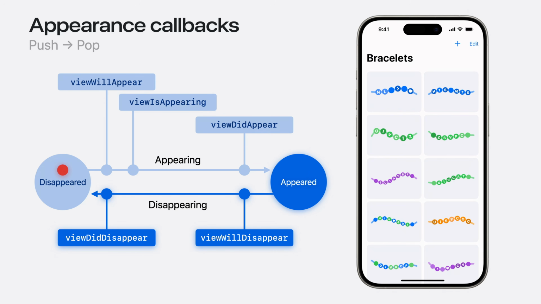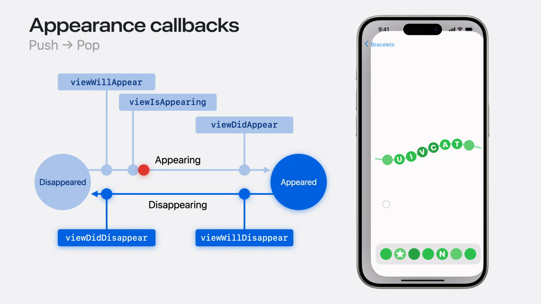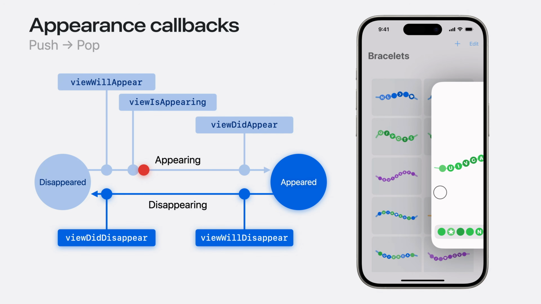Now I'll show what happens when you really test the fluidity of these new transitions. We'll go back to the beginning with the editor in the disappeared state. I start a push, and now the editor is appearing. Now let's consider what happens if I start a pop in the middle of the push, either by tapping the back button or with a back swipe.